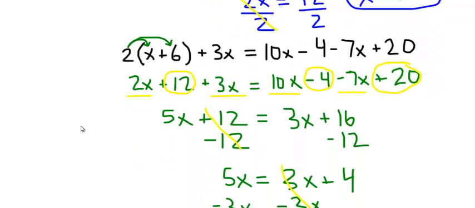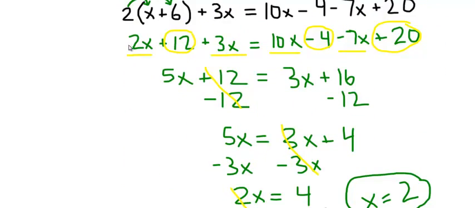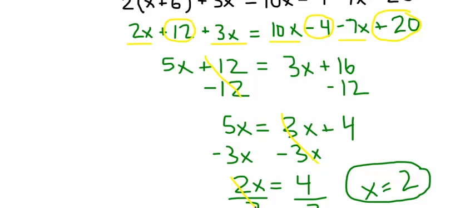If we look at this problem on the bottom, we can see that in order to solve, we need to first distribute the 2. That means 2 times x gives us 2x, and 2 times 6 gives us 12. Now we combine like terms as above, we subtract 12, we minus 3x from both sides, and lastly, we divide by 2 to get our solution of x equals 2.